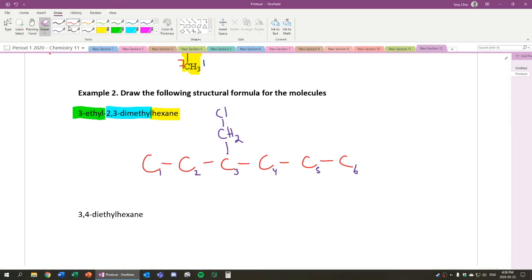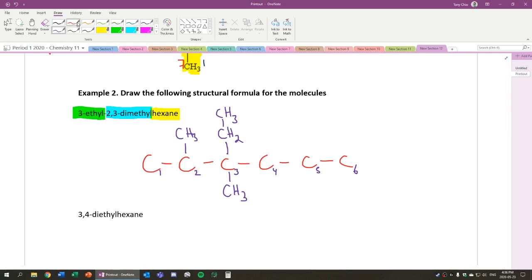Okay. So there's my ethyl group. On my 2nd carbon, there's a methyl group. So right here, there's a methyl group. Done. But also on my 3rd carbon again, there is another methyl group. Done. So what I have to do last?